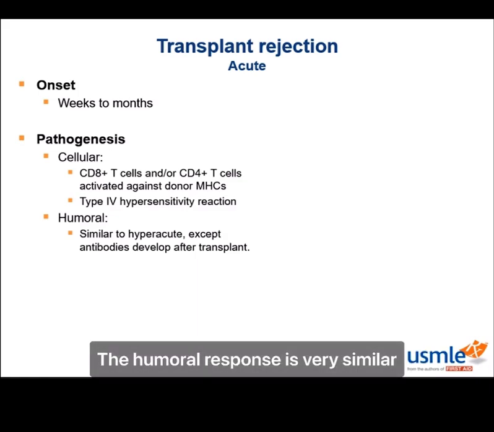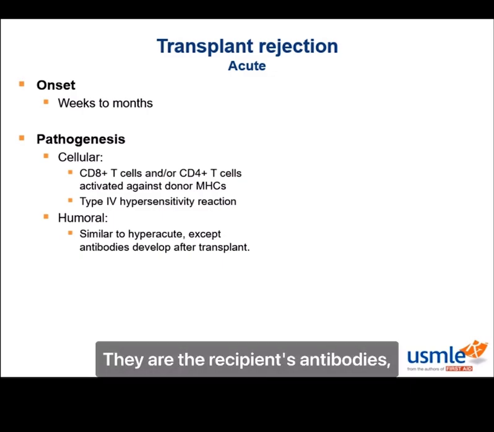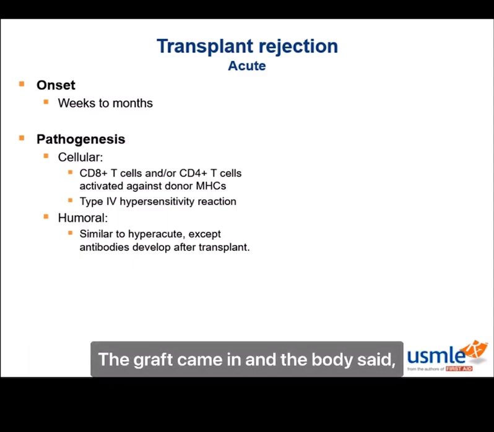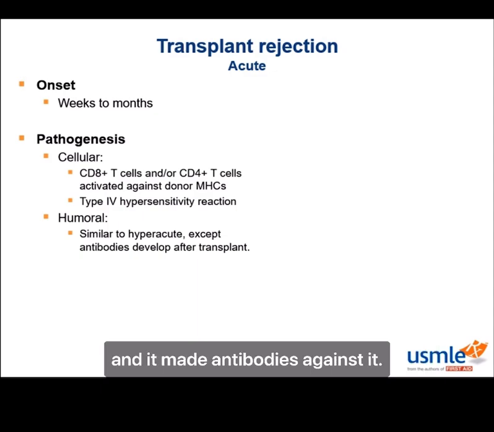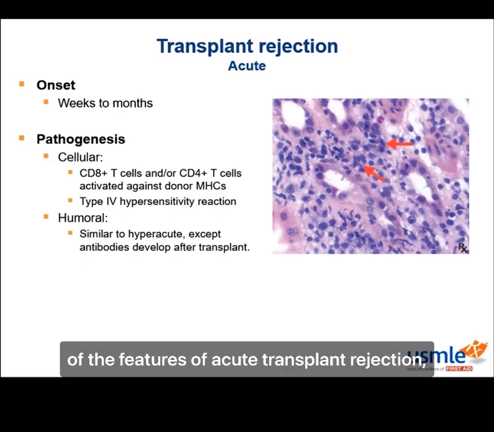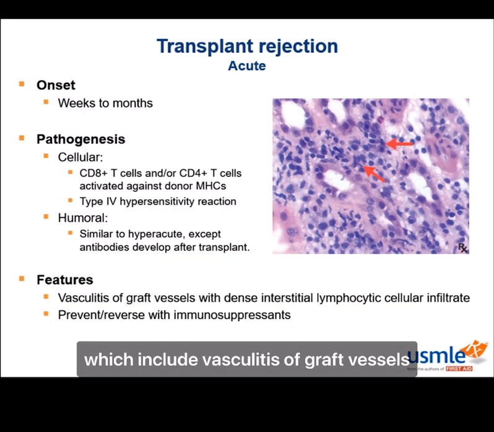The humoral response is very similar to the hyperacute process, but the antibodies develop after the transplant. They are the recipient's antibodies, and they made them against the graft or the donor. The graft came in, and the body said, there's something I don't like about you, and it made antibodies against it.